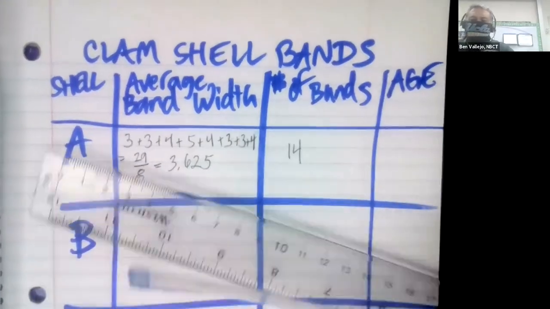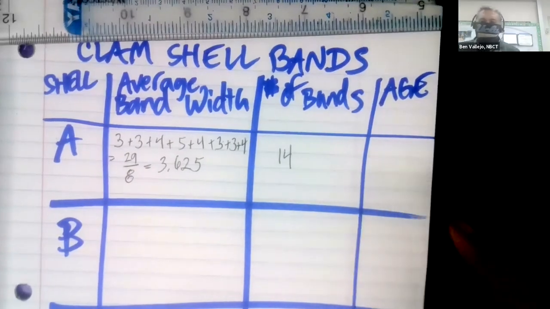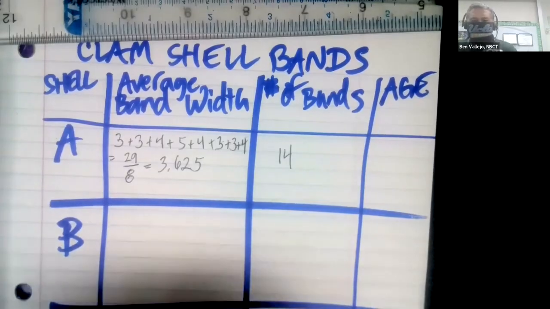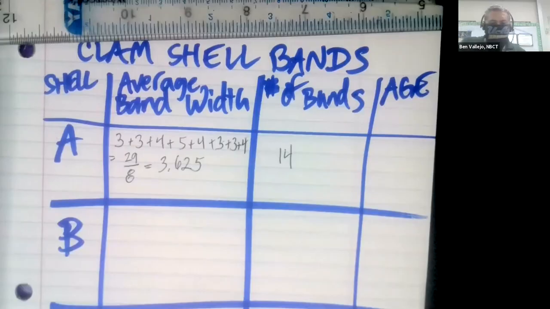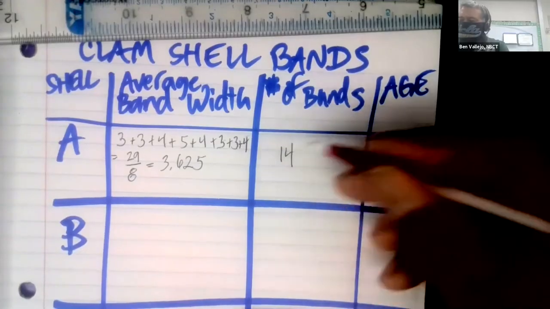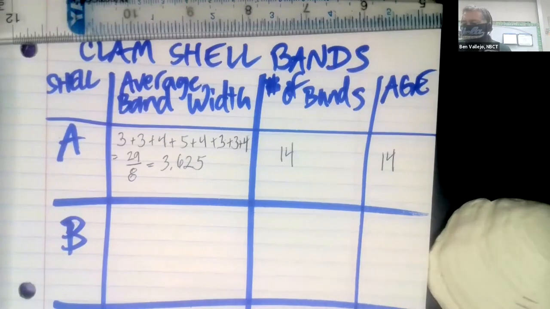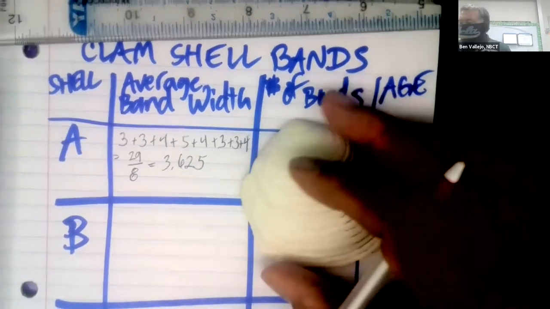So if it's like a tree ring, if it has 14 bands, how old do you think it is? Anyone know? You can tell me in chat if you want. All right, so if it has 14 bands altogether, yes, you got lots of people saying 14. So thank you. Yeah. So 14, and then you have 14 right there. Okay, so that's how we do it with this lab. So that's the first one.